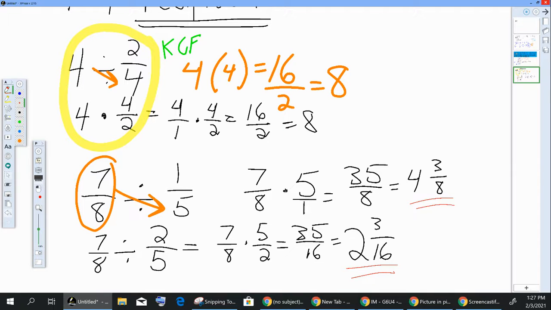So basically, this is a very short way of getting you to understand that keep, change, flip is really better described as multiplying by the reciprocal, and it comes from seeing how dividing a whole number by a unit fraction is the same thing as just multiplying by a denominator.